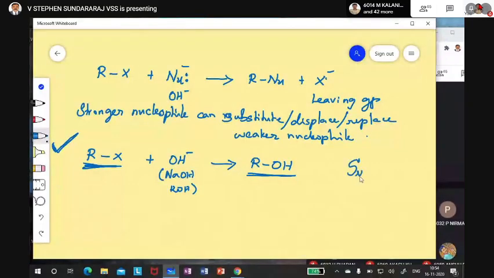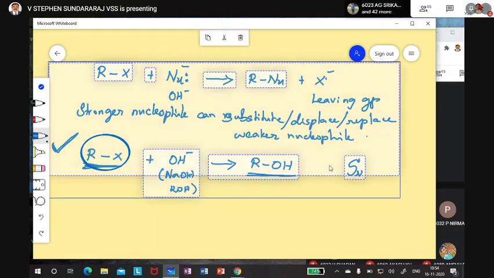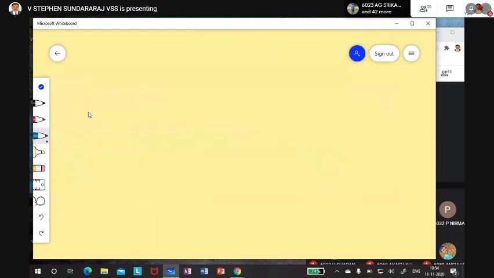Now let us explain whether it is an SN1 or SN2. That depends upon this one. Because OH minus comes and replaces, and X is going out, you understand. But now, what is SN1 or SN2? How to decide? You are going to decide now itself. For that, I am taking one methyl chloride. Okay, so methyl chloride I am taking.